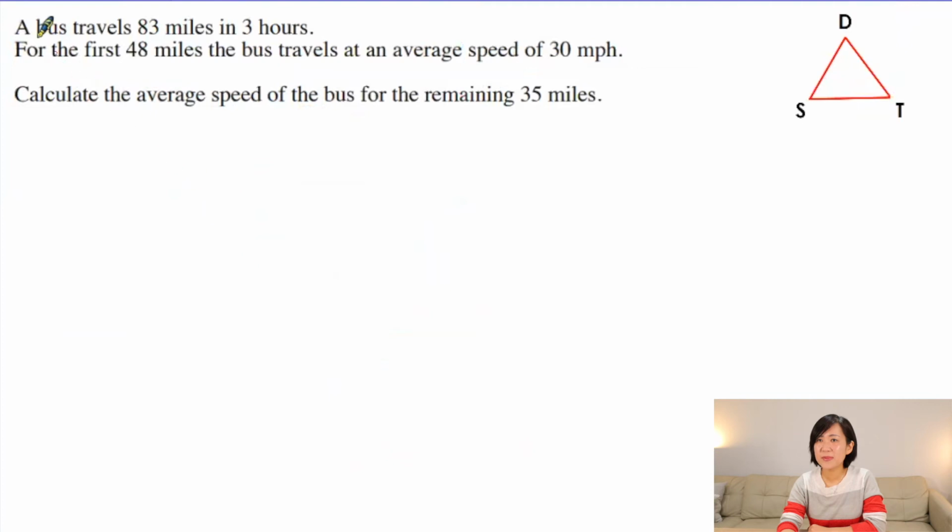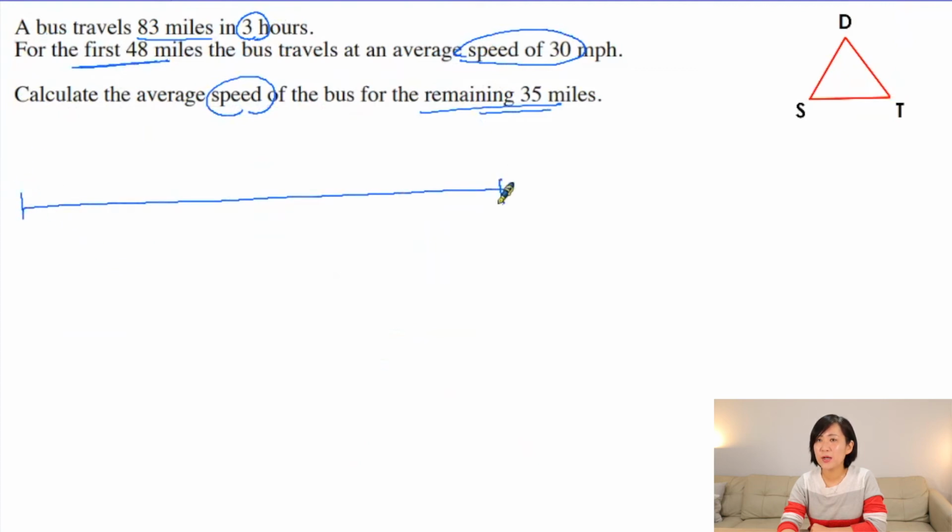Now the bus travels 83 miles in 3 hours. You've got distance and time. First, you will see the different sections, right? 45 miles, where you've got a speed that is 30. Then you need to find the speed of the remaining 35 miles. The total distance is 83 miles, and we know the time is 3 hours.